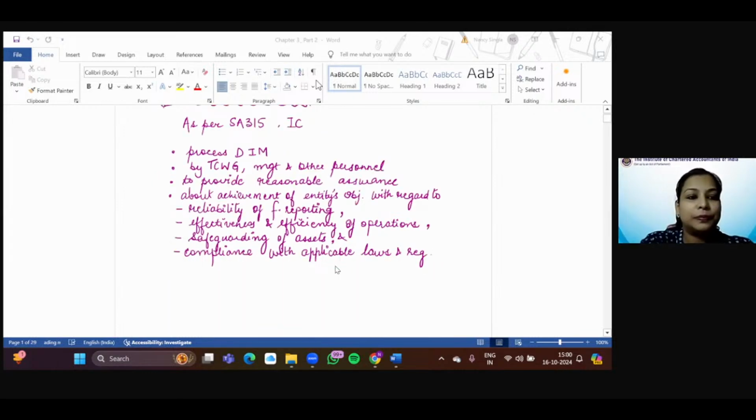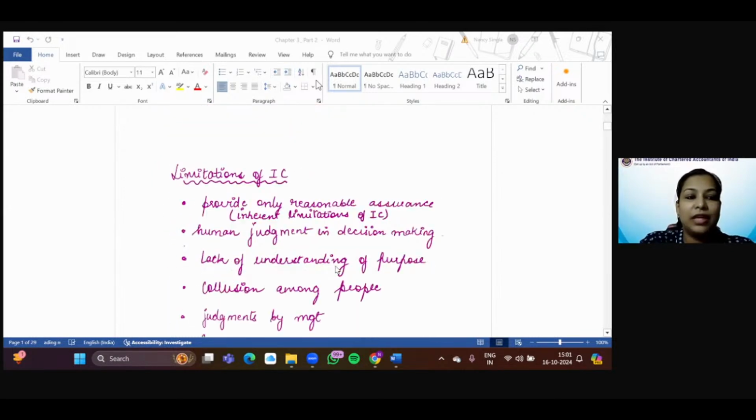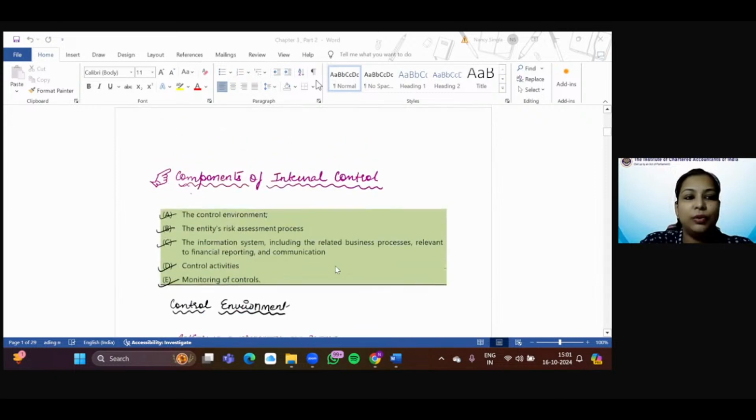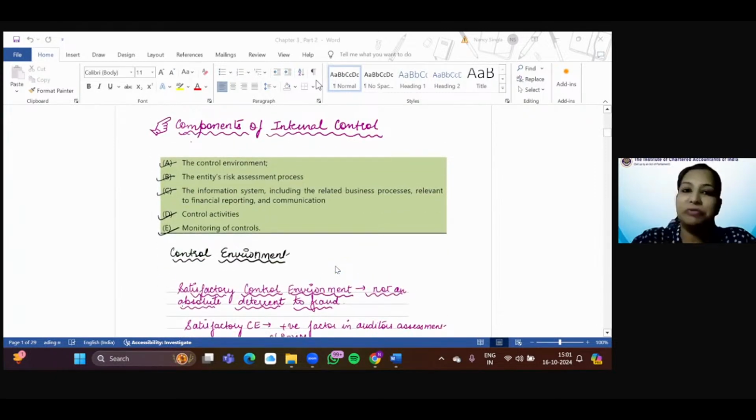So we were doing internal control. We have done limitations of internal control. We were doing this topic, components of internal control. The components of internal control are control environment, entity's risk assessment process, information system including related business processes relevant to financial reporting and communication, control activities, and monitoring of controls, right? We'll be doing all these in detail one by one. So what is control environment?